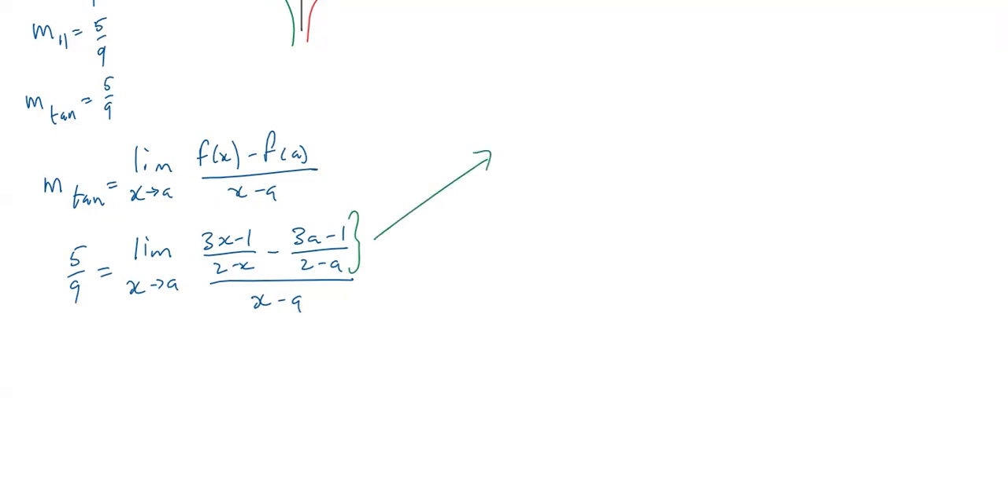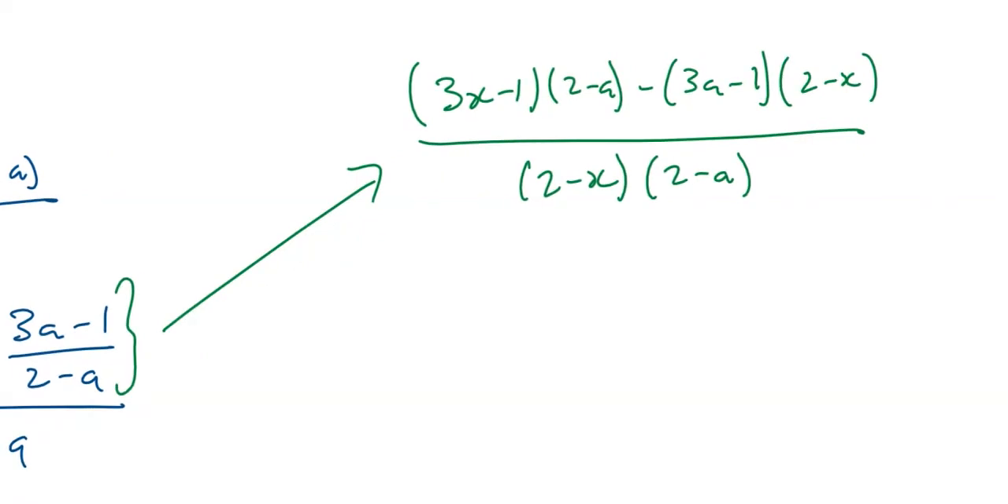And what I'm going to do is get a common denominator of 2 minus x times 2 minus a. So I'm going to do 3x minus 1 times 2 minus a, minus 3a minus 1 times 2 minus x. So distributing the first two brackets.